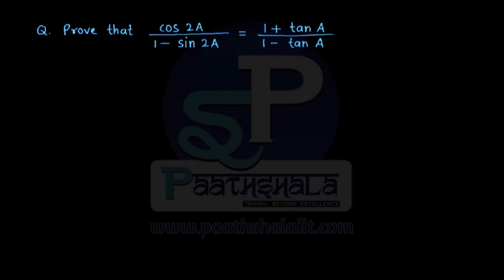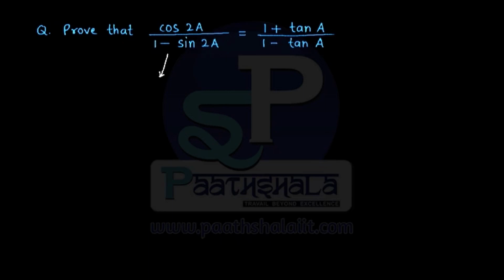Now here we'll see the questions based on the double angle formulae, that is the multiple angle formulae. Here we have to prove that cos 2a upon 1 minus sin 2a is equal to 1 plus tan a upon 1 minus tan a. So let's start off with LHS, that is we have to simplify it. If you observe, LHS has the angles in 2a, whereas RHS has the angle in just a. So that means somehow we have to convert 2a to a, isn't it?